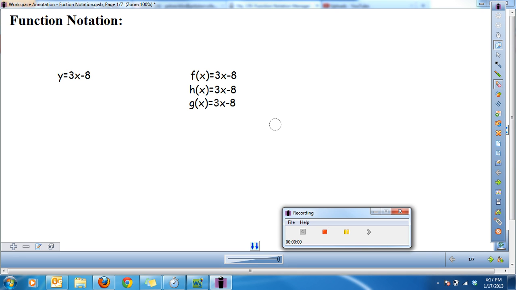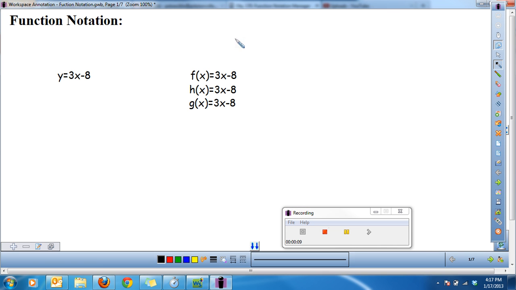Alright, today we're going to talk about function notation. And function notation is really just a fancy way we have of explaining inputting something into an equation and getting an output. So first of all, you all recognize these as equations. This is what we've seen as an equation. Okay, we know that something like y equals 3x minus 8 is an equation.